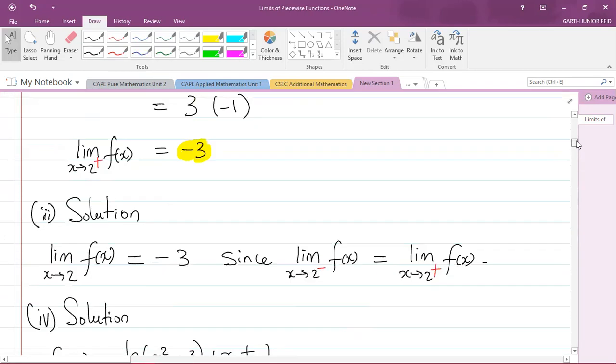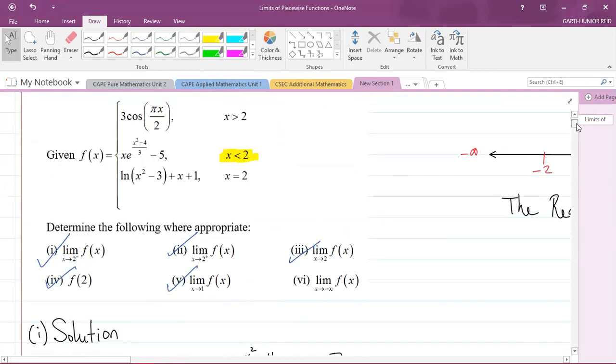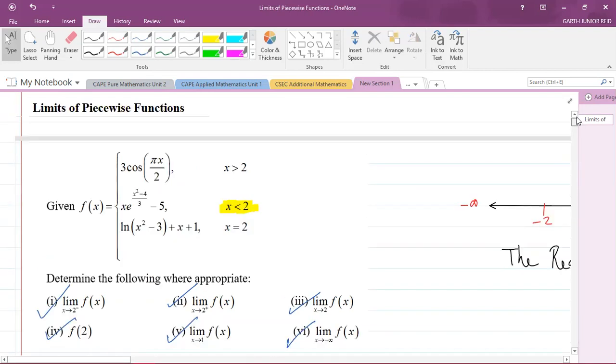So that is my answer for the last part of the question, which says find the limit of f of x as x approaches negative infinity.